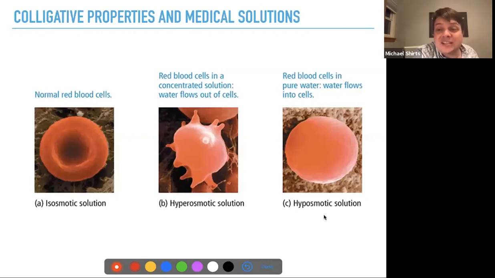And this is why it's actually deadly to put someone on an IV solution that's pure water. You're going to mess up the concentration of water in the blood, and all your cells will be swelling because the blood will be too dilute. And that's why you need saline solutions. Saline solution is balanced to be isoosmotic.